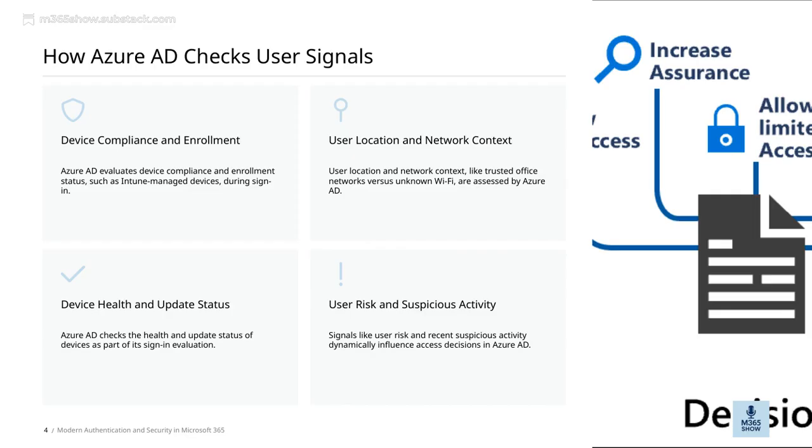Then, Azure AD takes into account user location and network context, whether you're on a trusted office network or connecting from an unknown Wi-Fi. These signals help determine the level of risk associated with an access attempt. Lastly, it assesses device compliance and enrollment status, such as whether the device is managed through Intune. This comprehensive evaluation helps maintain a secure environment while providing seamless access. All these signals work together to ensure that our security is both robust and adaptive to real-time conditions.